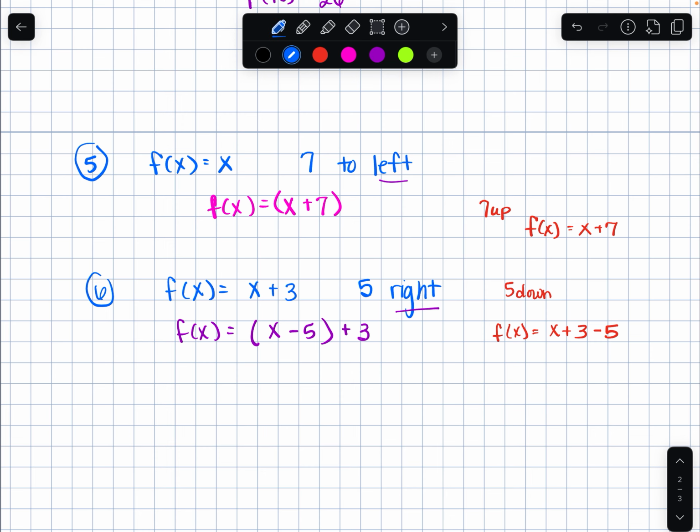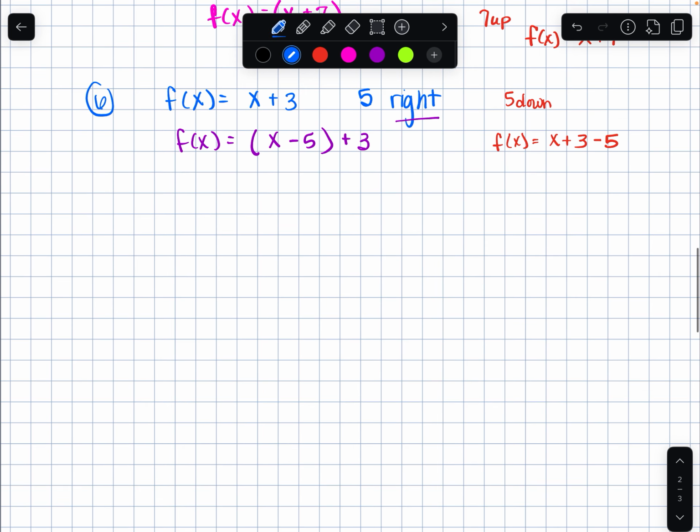Okay. I'm going to say for the 37th time, not a fan of teaching translations with linear functions, but I'm not in charge of math like I should be.